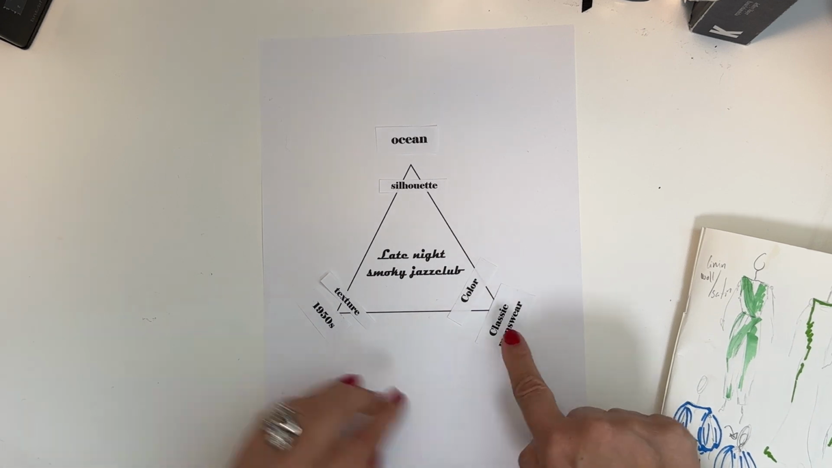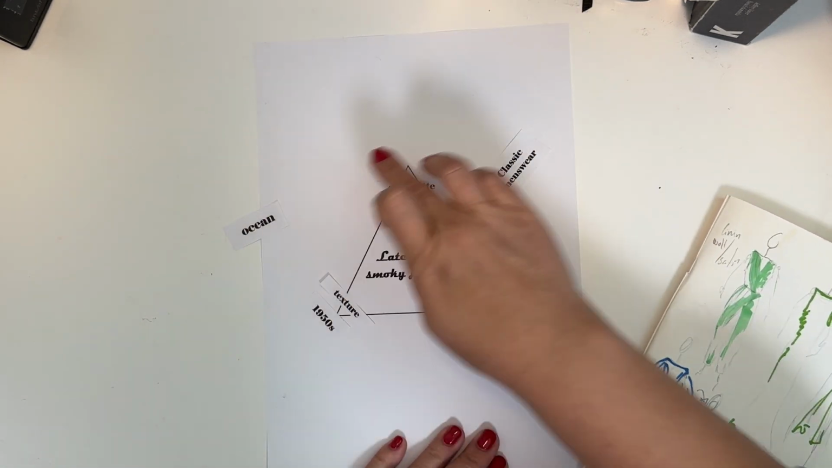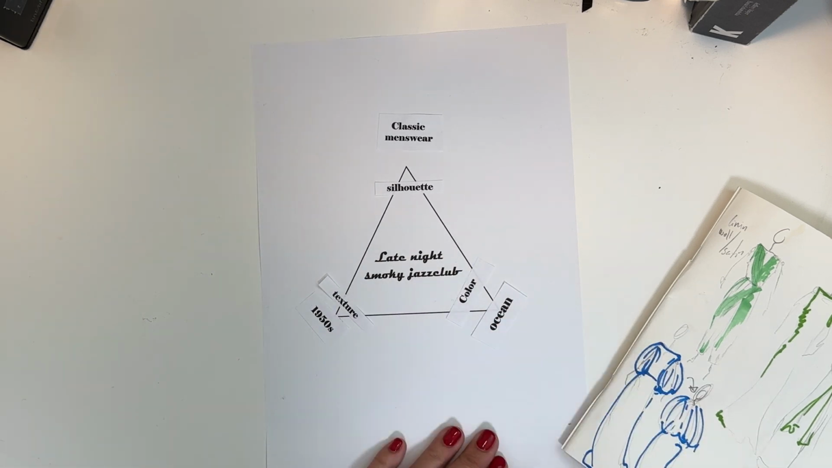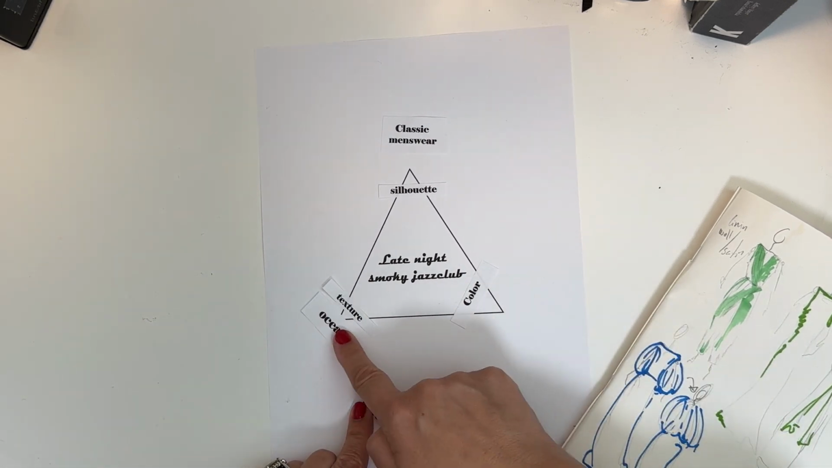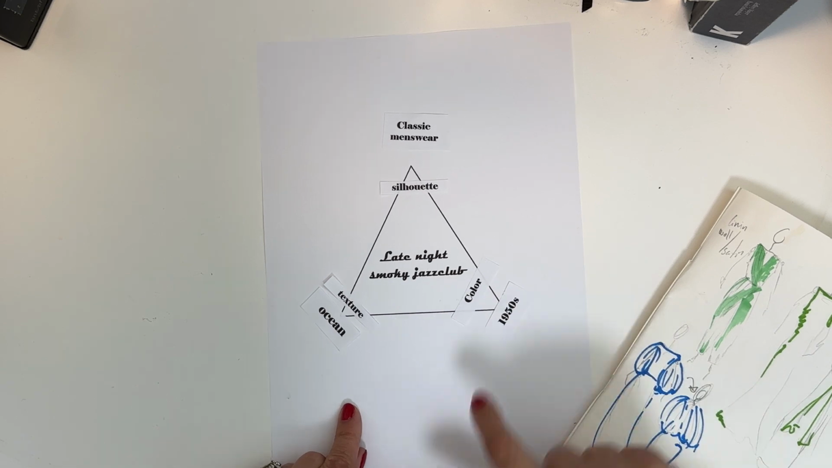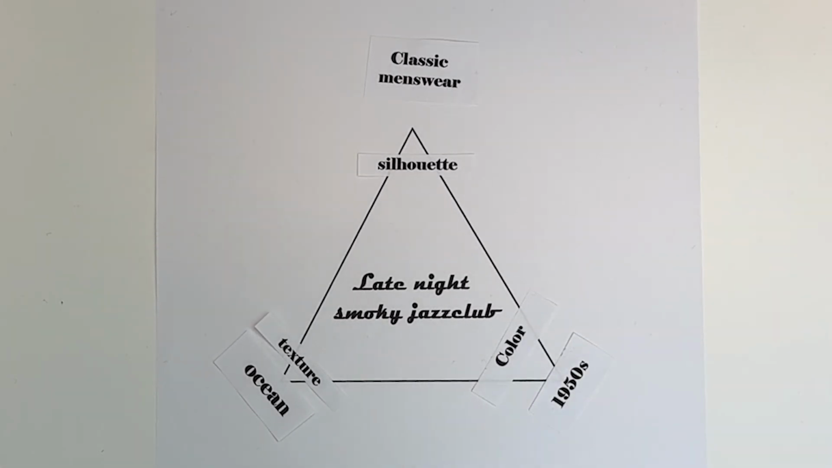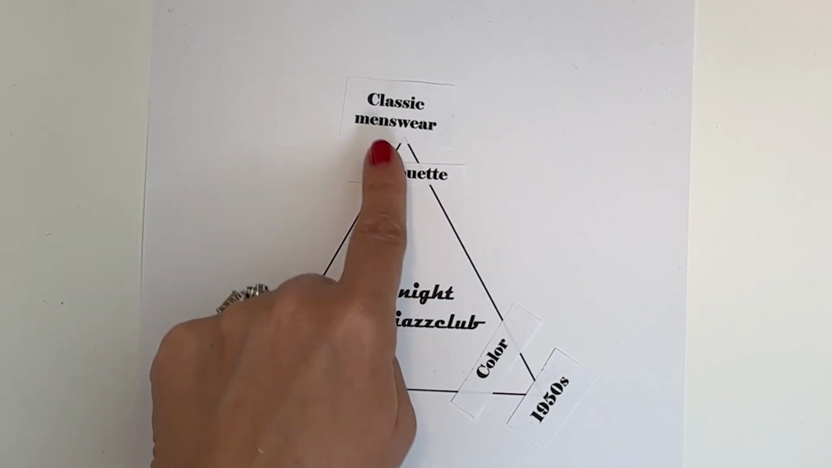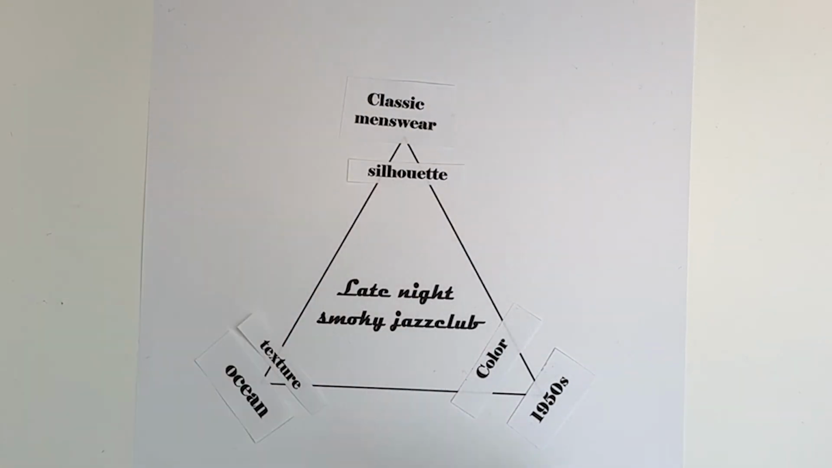You can also change these. So we could go like silhouette, classic menswear, color, ocean. No, I think texture should be ocean. And then I think color should be 1950s. And then I need to go in a whole other direction, because now we need a much more structural silhouette, because you cannot make a flowy silhouette from classic menswear, because classic menswear has a lot of structure.